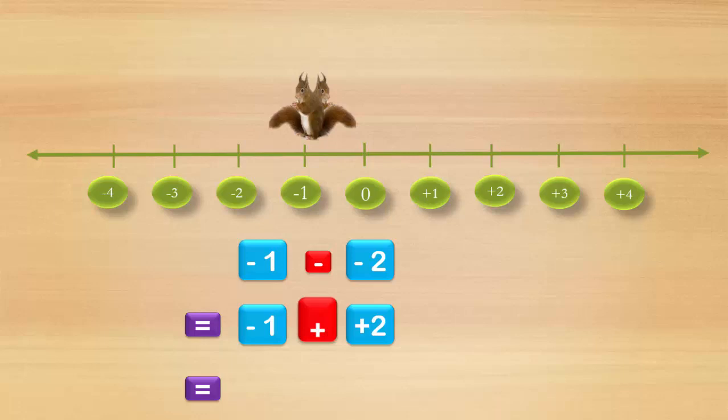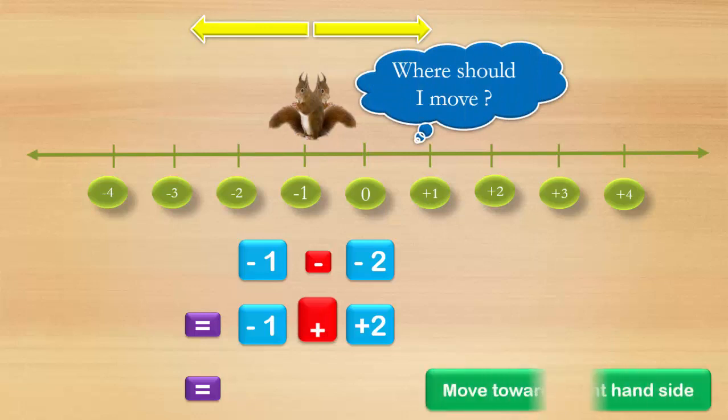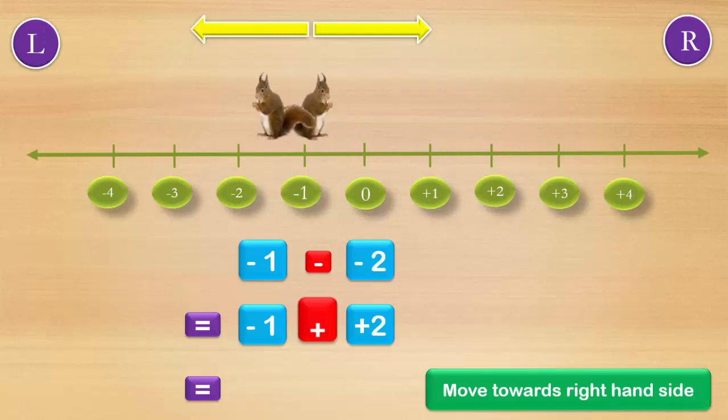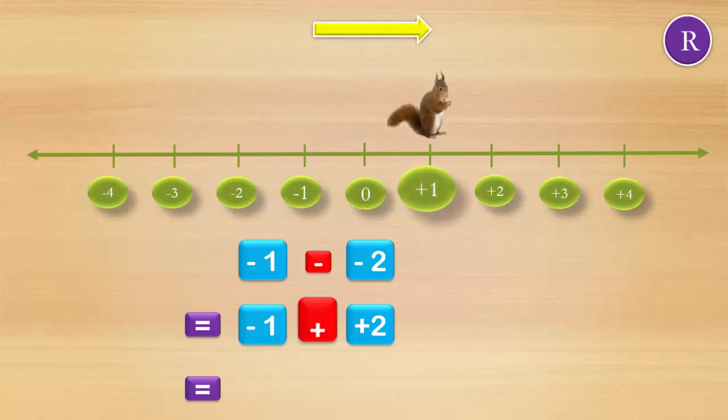So the squirrel is on negative 1, and we need to add positive 2. There are two directions, one on the left side and the other on the right side. So the question is, where should I move? Move towards the right hand side as per the rule. Right hand side, two places, start. 1, 2, finish. The answer is positive 1.